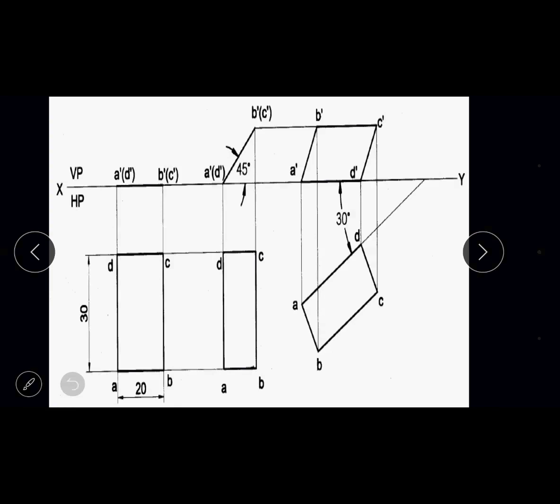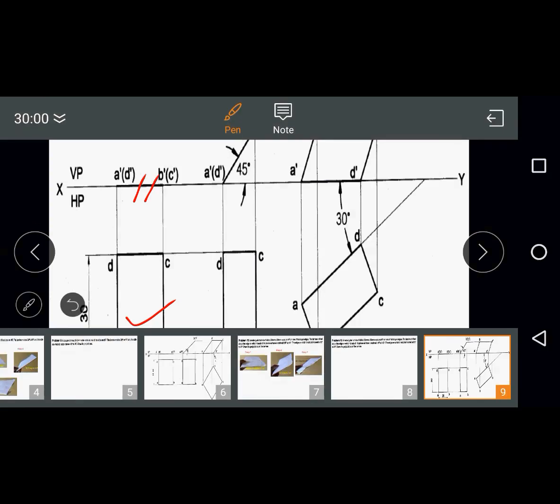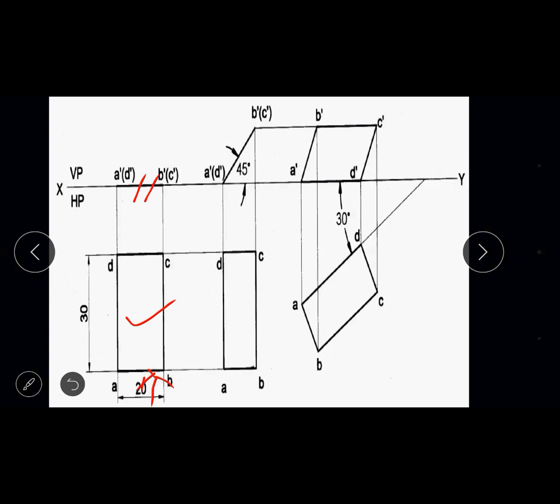In the first step, a rectangle of 30 and 20 combination, with the 30 longer edge as a reference, is taken. The top view is a horizontal line, the 0 degree line. So it is labeled with A dash and D dash. D dash is placed under bracket because if you look from the bottom, A is visible, B is visible, whereas D and C are hidden. So the hidden edges are placed under a small bracket.